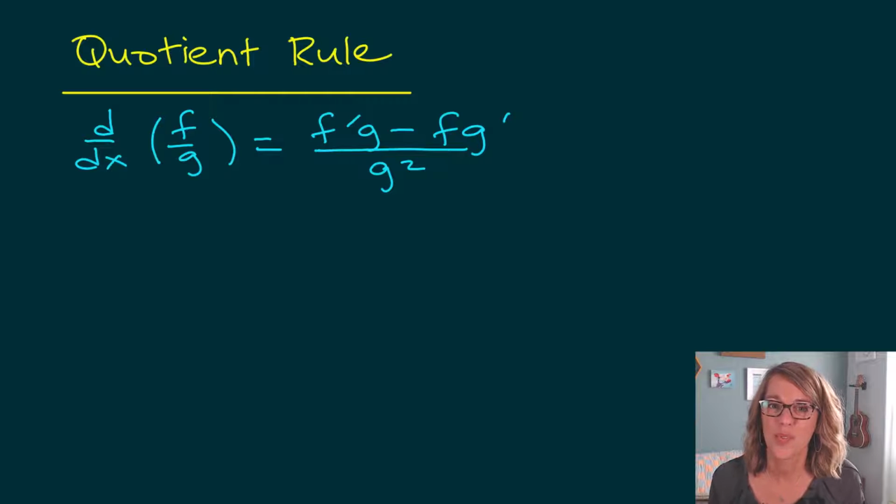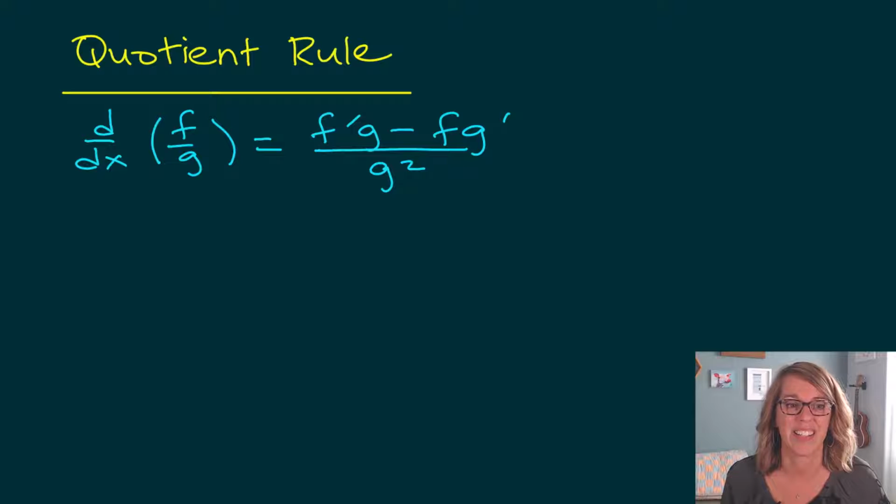This is our quotient rule. When I'm taking the derivative of a quotient of functions, a function divided by a function, it looks a lot like my product rule, except for this minus sign and the denominator. So I've got f prime g minus fg prime, all divided by that denominator's function squared. Let's take a look at an example.